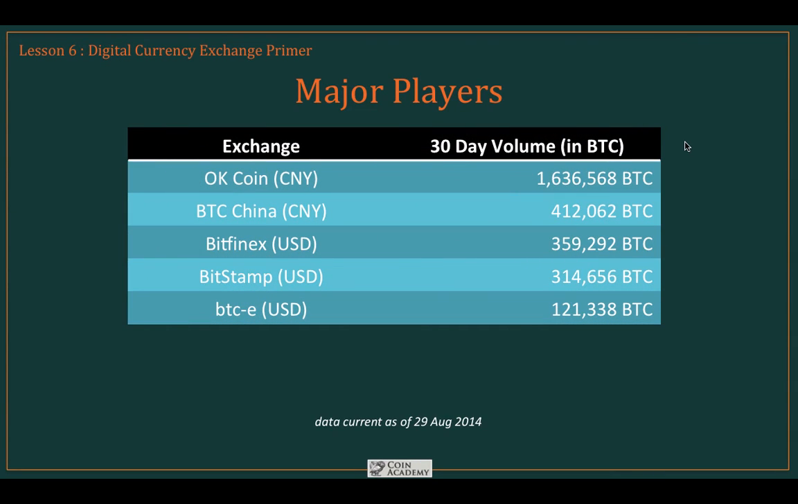And you'll notice of the top 5 that the top 2 are actually denominated in Chinese yuan. In fact, the number 1 exchange in terms of volume the last 30 days, OKCoin, actually did more volume than the other 4 top exchanges combined. This actually isn't terribly unusual, at least at this point in time. Chinese transactions seem to account for about 60% of total global Bitcoin volume. This despite the fact that Bitcoin isn't actually recognized in China.